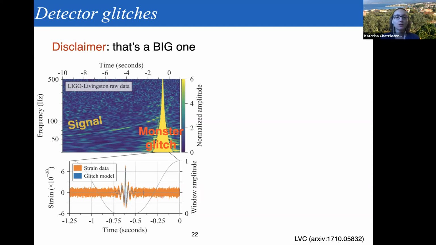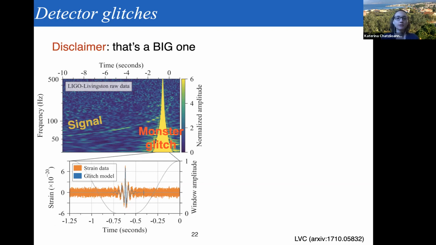You might have seen the plots on the left, with the signal being the very nice chirp, and a huge, very loud glitch happening slightly less than a second before merger. That was a huge glitch, actually. It was one of the really loud ones with a signal to noise ratio, I think, around 800 or 900.